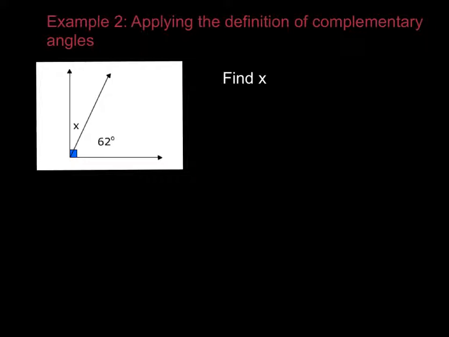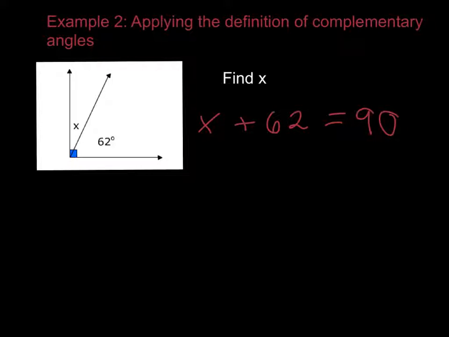In this example, you can see in our diagram that we are missing the value of x, but we know that those are complementary angles because we can see that blue square there telling us that the big angle is going to be 90 degrees. So to find x, using the definition, we know that whatever x is, when we add 62 to that, we're going to have to get 90. Complementary angles have a sum, which means add, of 90 degrees.